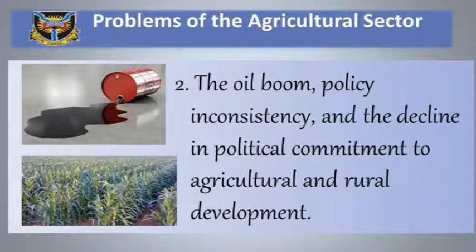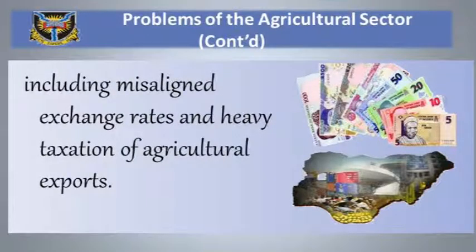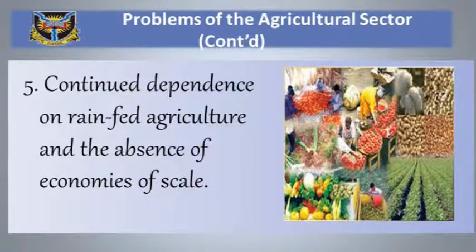3. Inadequate incentive framework and pervasive distortions in the macroeconomic policies. 4. Absence of a price support mechanism and pervasive distortion in macroeconomy and sectoral policies, including misaligned exchange rates and heavy taxation of agricultural exports. 5. Continued dependence on rain-fed agriculture and the absence of economies of scale.